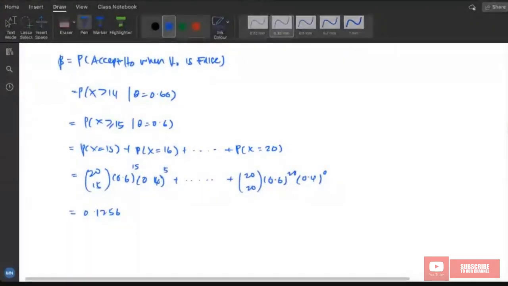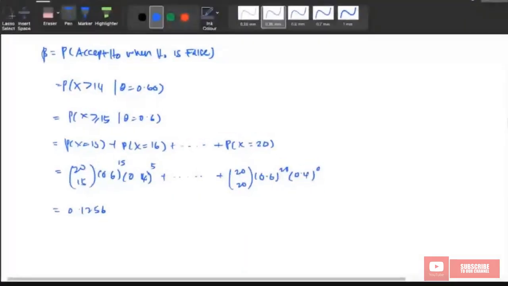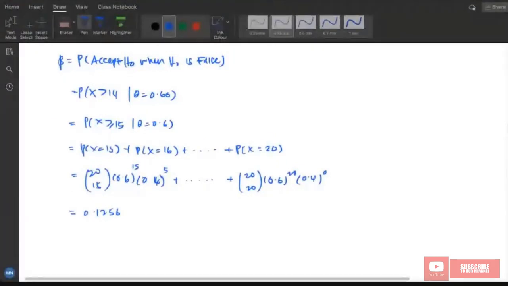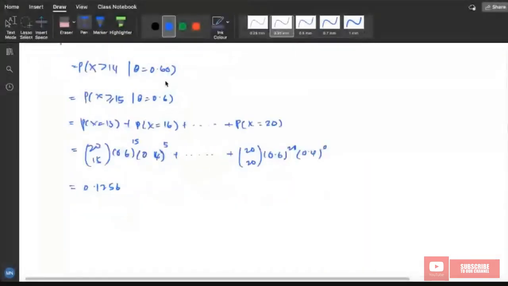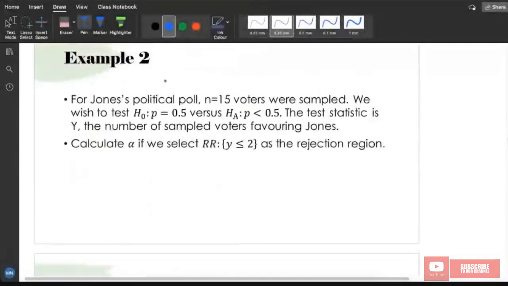So far, do you have any questions? Can you understand how we find alpha and beta, the probability of type 1 error and type 2 error, right? So now we move to the next example, so you can understand the trend. The trend should be very easy, right? Now look at example number 2.